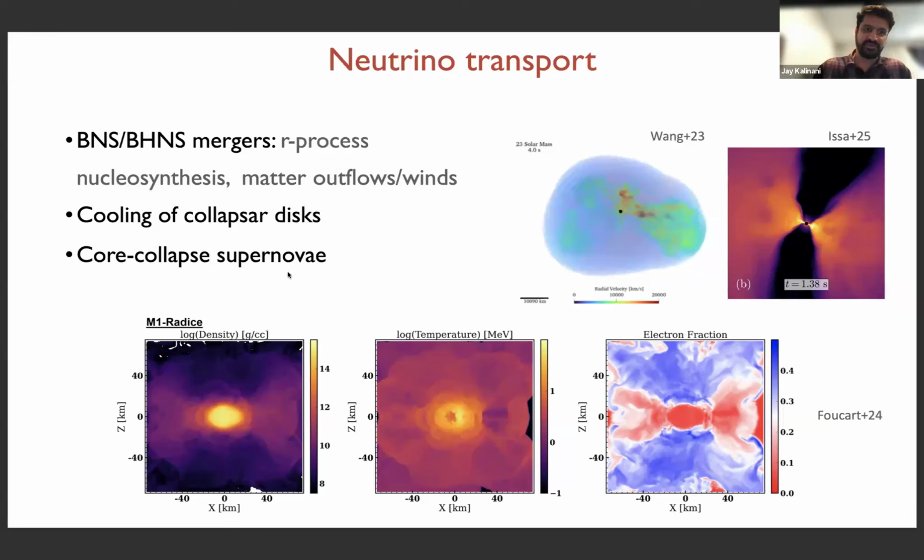Then neutrino transport definitely plays a big role in the collapsar disk as well as core collapse supernovae.